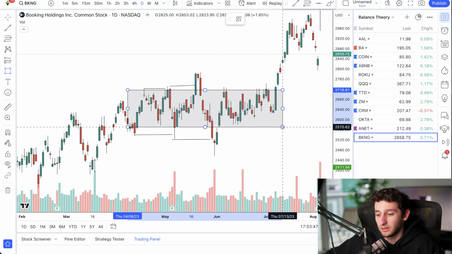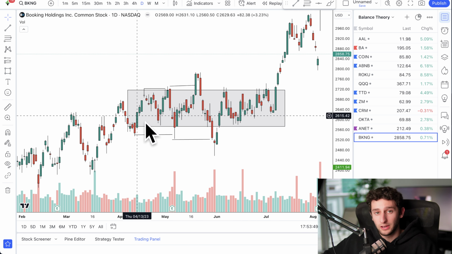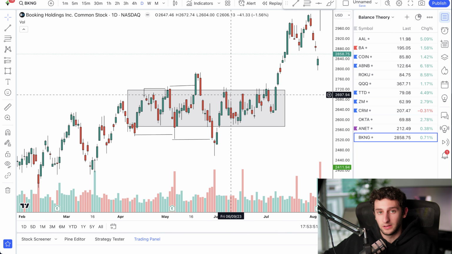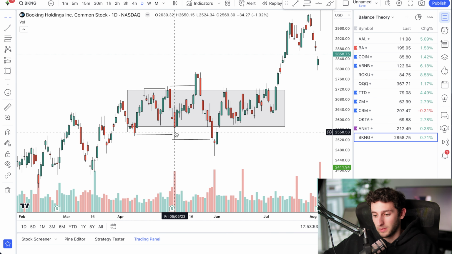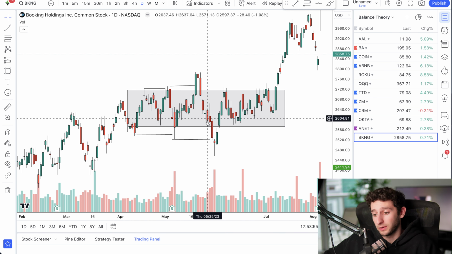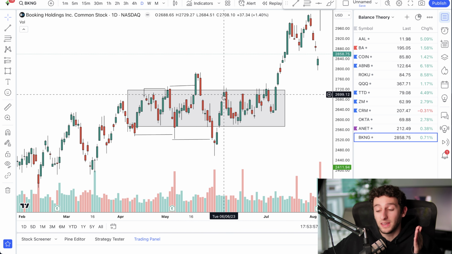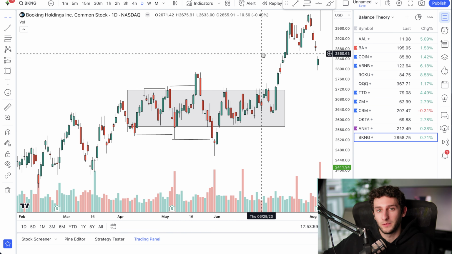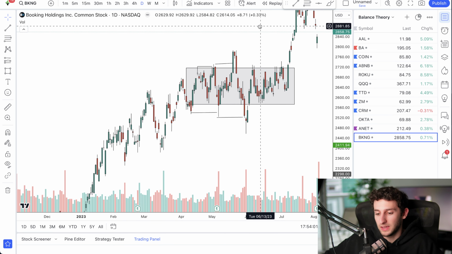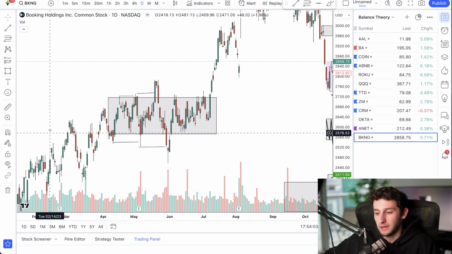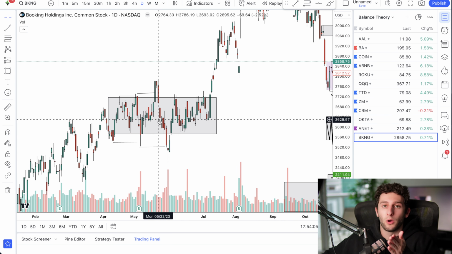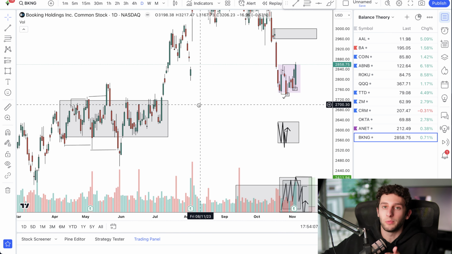Look at this balance theory setup. There's like a million trades here you could have taken on BKNG, right? We break out and we come back, and we false break out, we come back, we false break out, we come back. It's the same exact pattern, okay? It's not like a mystery. It's the same exact pattern. We stop everybody out, then we go higher. Stop everybody out, then we go higher.